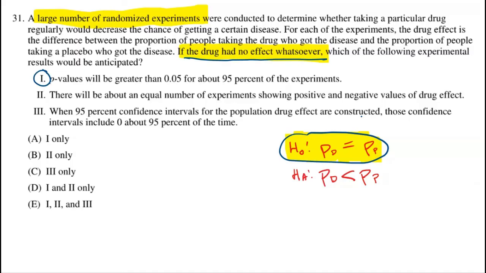Number 2 says there will be about an equal number of experiments showing positive and negative values of the drug effect. Yes, because if it's true that there is no difference, when you start to look at experiments, you know what?